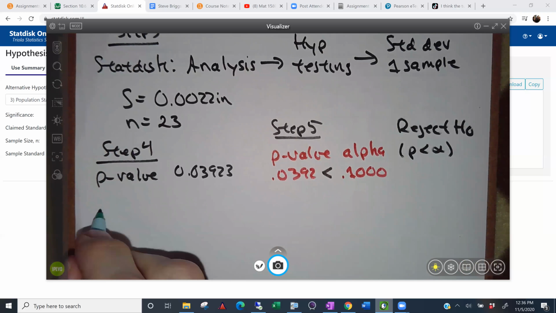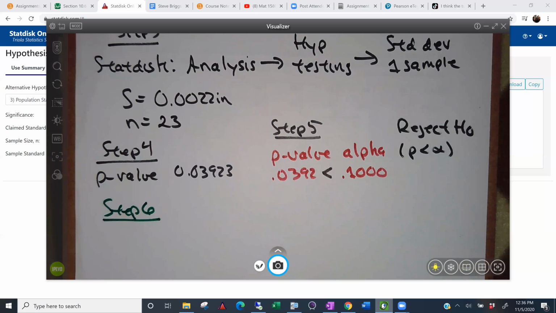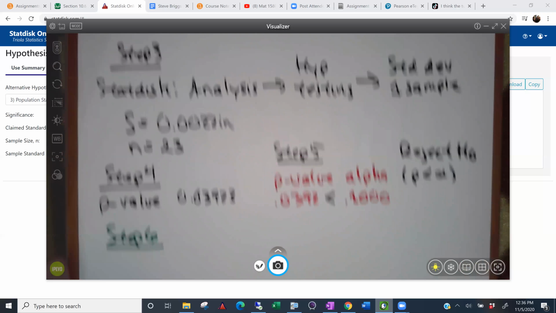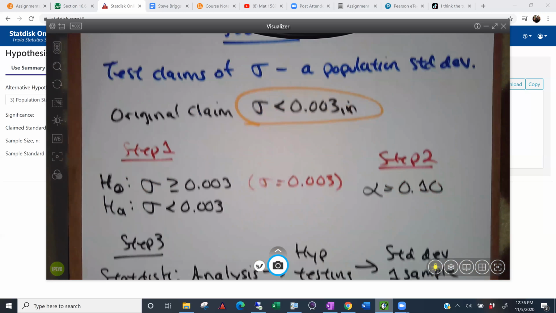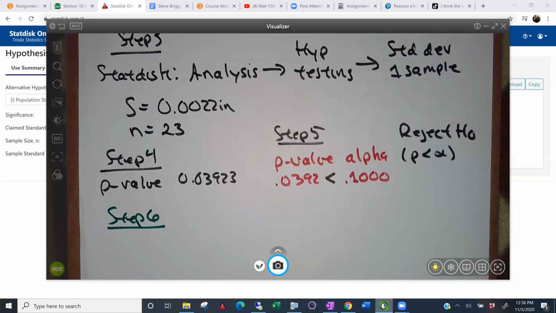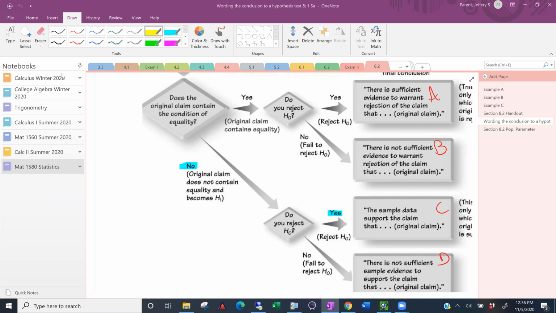Last but not least, step 6. We need to state our conclusion in words. So for that, we want to look back to our original claim and understand what that was. There's your original claim, that sigma is less than 0.003. So we're going to use that in conjunction with that sheet that I gave you regarding hypothesis, the wording, the conclusion. I think I gave that out in section 8.2. So it's this one. Let me clean up a couple old decisions here for us. That's not what I wanted. There we go. Let's see if we can figure out where we're going to go, A, B, or C, in determining the wording of our conclusion. So I'll give you a second or two to think about it before we talk about the answer.